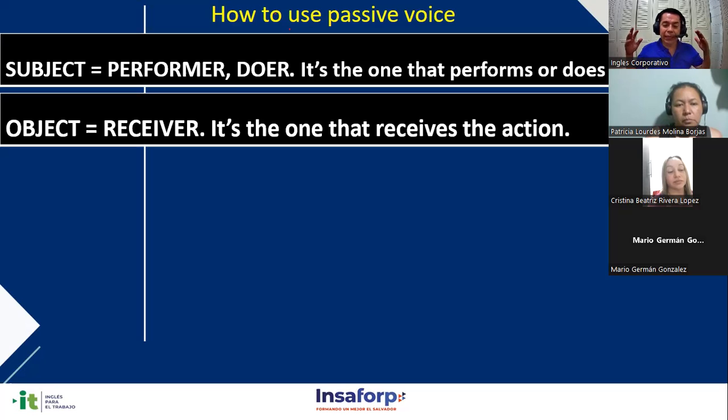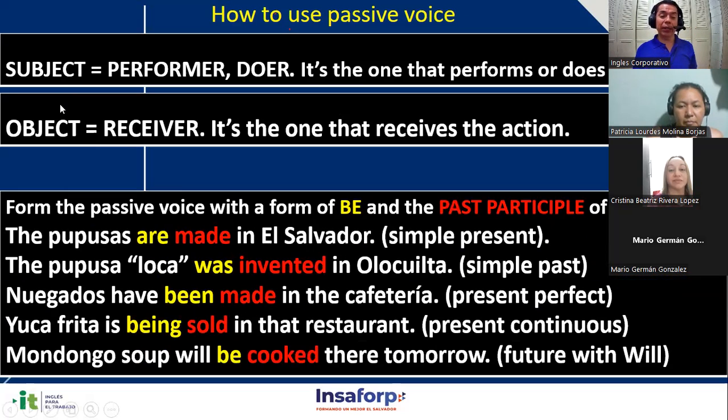Example, Patricia eats semita. Patricia come semita, right? Yes or not, Patricia? ¿Qué tal la semita en San Miguel? Yes? Okay, Patricia eats semita. Semita is eaten by Patricia, right? Understand? So the subject is Patricia and the object is semita. But we can change the position, right? And what is the formula? Verb to be plus past participle, right? Okay, here we have some examples. Veamos unos ejemplos acá.